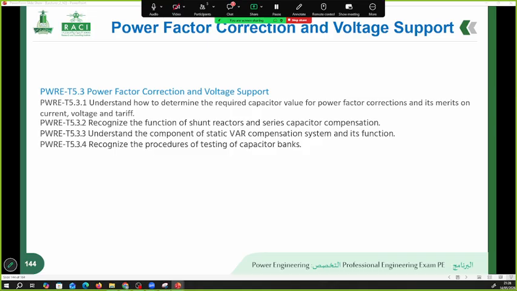Power factor is a ratio that tells us how effectively we are using the electrical power delivered to a system. It is defined as the ratio of real power, kilowatt, to apparent power, kilovolt-amp. A power factor of 1, or unity, means all the power delivered is being used for useful work. A low power factor indicates that a significant portion of the power is not doing useful work, but is instead cycling back and forth in the system.